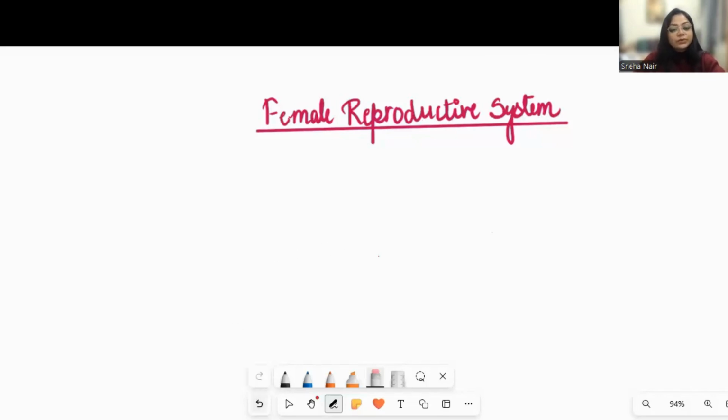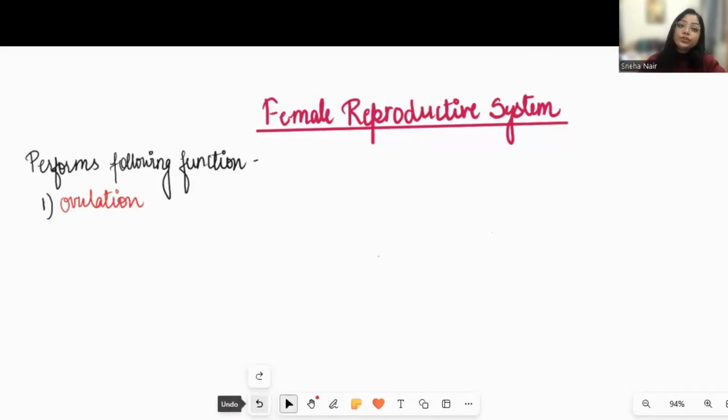So the various roles performed by the female reproductive system are, first, ovulation. So what do you mean by ovulation? Ovulation means release of the egg cell. The egg cell is the gamete, the female gamete. So release of the egg cell or ovum is called ovulation.